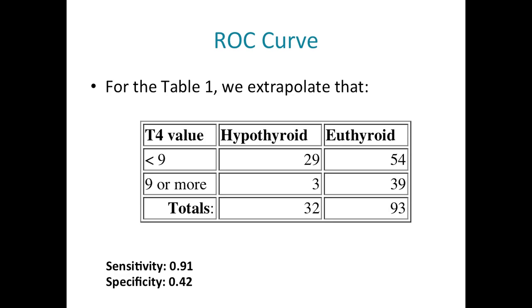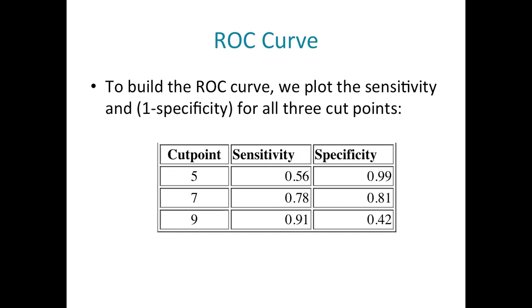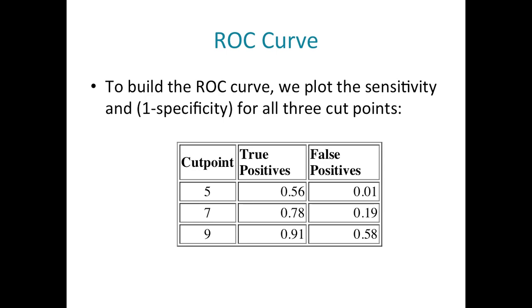So if we design something like that, how would our model be? Okay, and so basically by changing those cutoff points, we can compute the ROC curve. If we put together the sensitivity and the specificity values that we have computed for each of the different cut points and we represent those, we get the ROC curve.